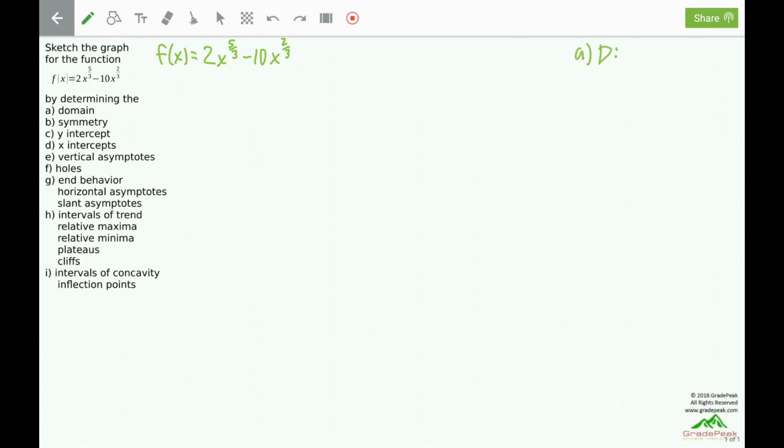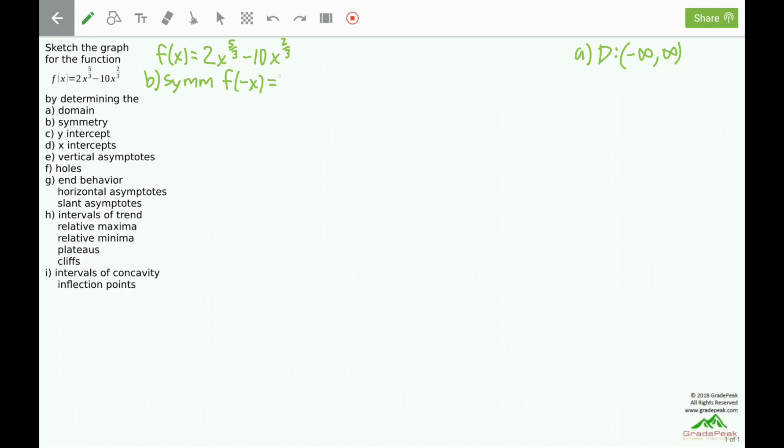So for part A, the domain will be all real numbers, or negative infinity to positive infinity. For part B, we want to determine if there is any symmetry. This is done by evaluating f of negative x and comparing it to the original function f of x. f of x is made up of two terms of fractional exponents. The first one has an odd root, the denominator, and an odd power, the numerator, so it will have origin or odd symmetry. The second one has an odd root, the denominator, and an even power, the numerator, so it will have y-axis or even symmetry. Since the two terms do not match each other, overall f of x will not have any symmetry.